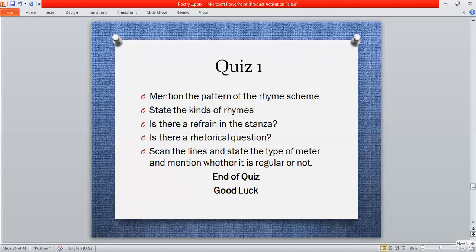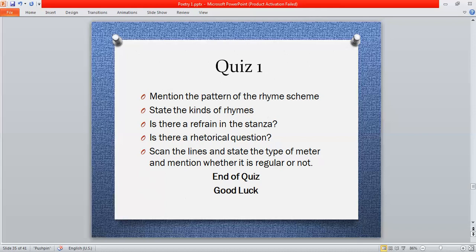After you extract all the previous elements, you should mention the pattern of the rhyme scheme. What do we mean by the rhyme scheme? اللي هي قافية نهاية البيت. The rhyme scheme. Then you should state the kind of this rhyme, whether it's approximate rhyme, a regular rhyme, irregular rhyme, feminine, masculine, or any other form of rhymes that we have studied in lecture number 1.